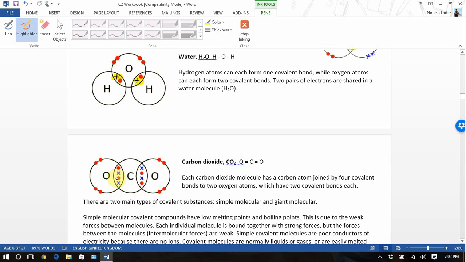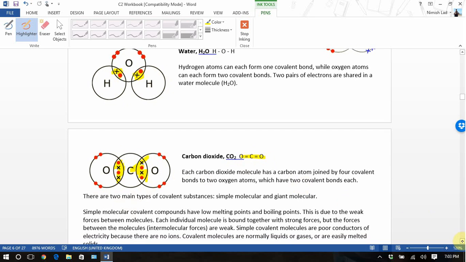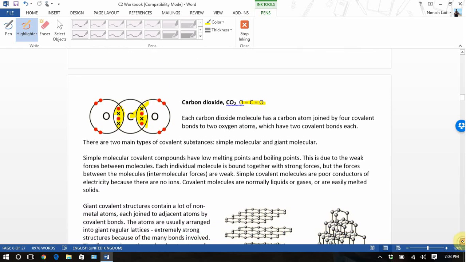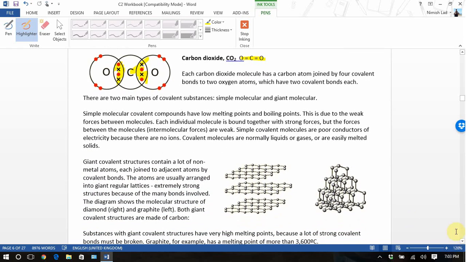Carbon dioxide needs double bonds because carbon has got 4 in its outer shell. It wants 4 more. Oxygen has 6 in its outer shell. It wants 2 more. Therefore, that sharing takes place. 2 double bonds to make sure that all of them have their full outer shells of 2 and 8. So there's 2 main types of covalent substances. There's simple molecular and there's giant molecular. There are properties of each of these that you need to know.